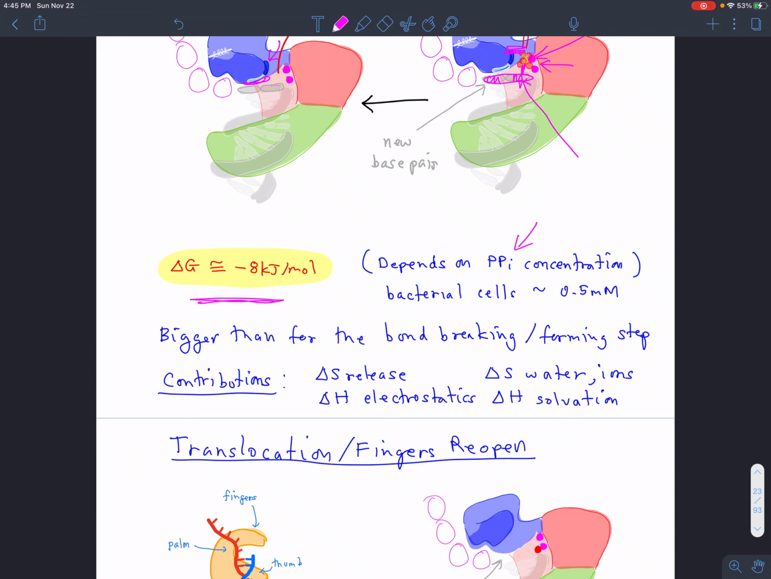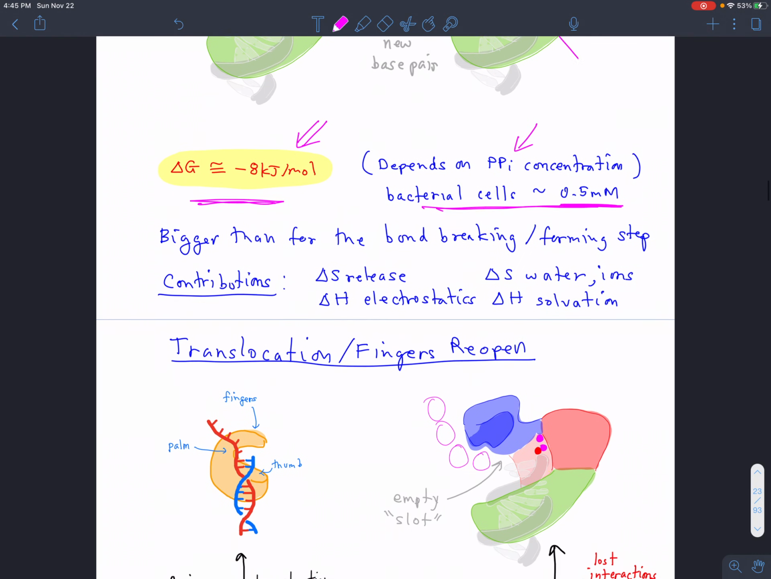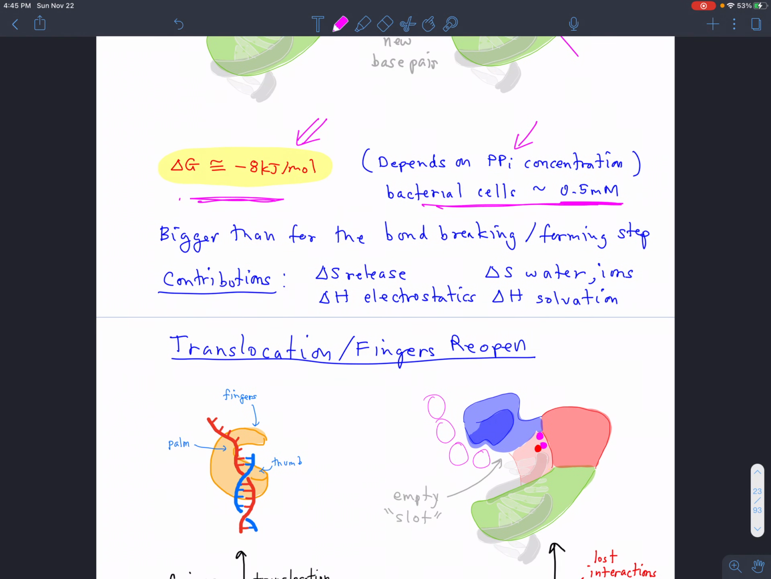And so this number isn't hard and fast. It depends on pyrophosphate concentration. But I've chosen it for a typical value inside bacterial cells where the pyrophosphate concentration is about 0.5 millimolar. Yeah, so notice that this delta G is more than 2.5 times bigger than for the bond breaking and formation steps. So this is a bigger thermodynamic driver than the actual catalysis is.